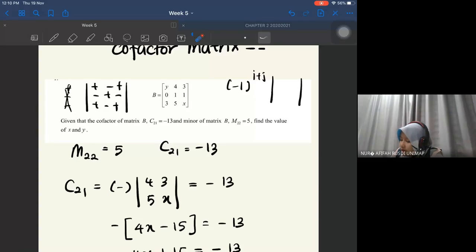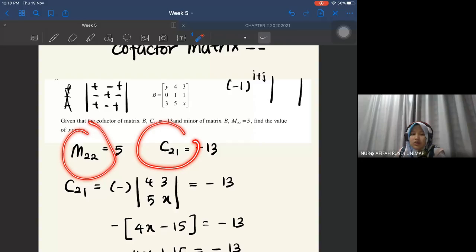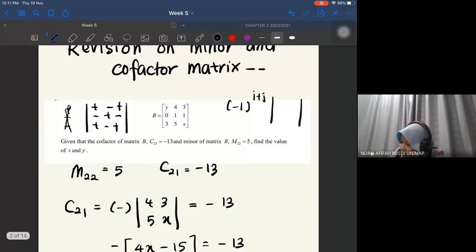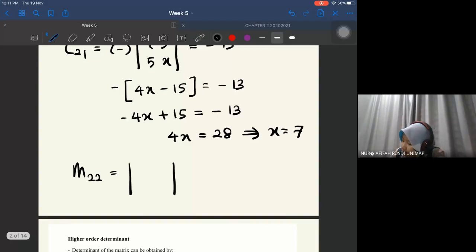Okay, the second one, you are given a hint M22 sama dengan 5. So M here refer to the minor of the matrix. C here refer to the cofactor of the matrix. Okay. So what is your M22? So your M22 is equals to, so what is the determinant for element M22 ni? So you will cancel row 2, column 2. So you will have Y3, 3x. Okay. So Y3, 3x. So this one is equals to 5.